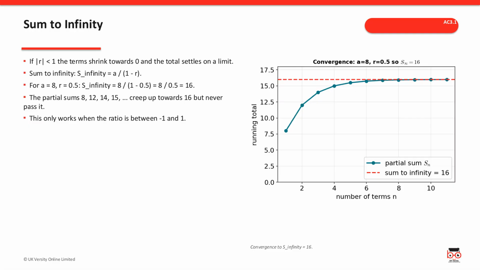Something remarkable happens when the ratio sits between minus 1 and 1. The terms shrink towards 0, and the whole infinite sum settles on a finite limit. The sum to infinity is s infinity equals a over 1 minus r, with a equal to 8 and r equal to 0.5. That's 8 over 1 minus 0.5, which is 8 over 0.5, giving 16. The running totals, 8, 12, 14, 15, creep up towards 16 but never quite reach it.